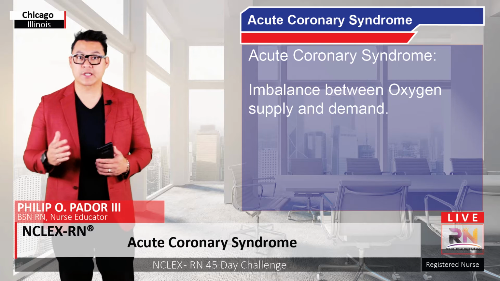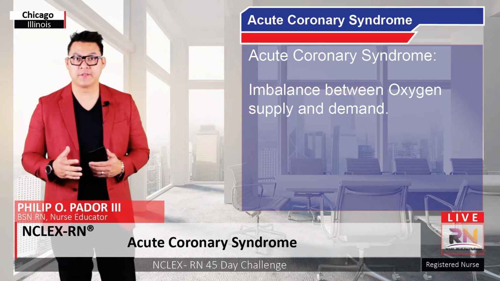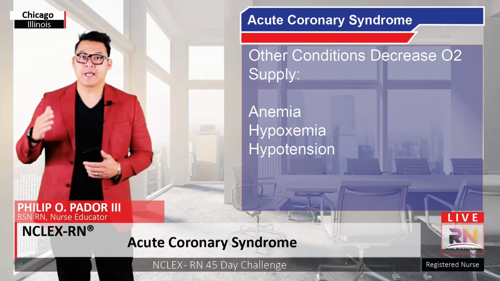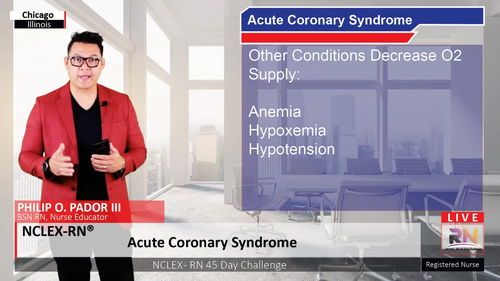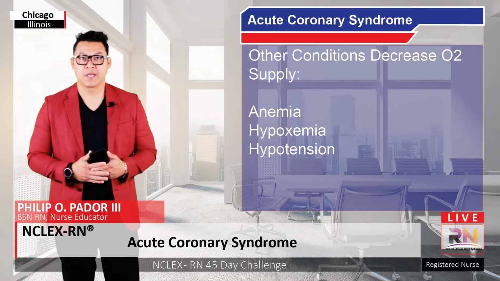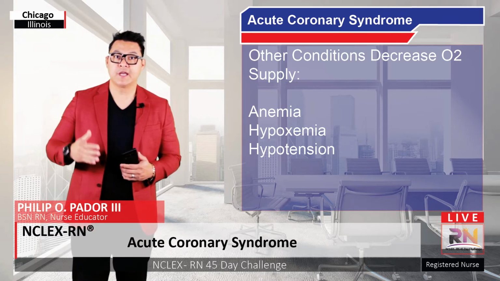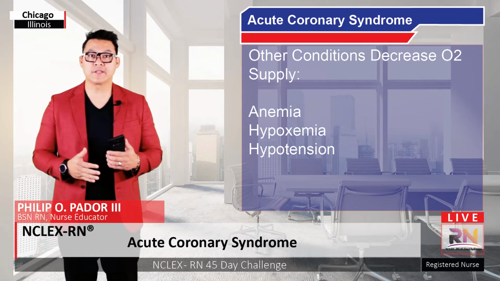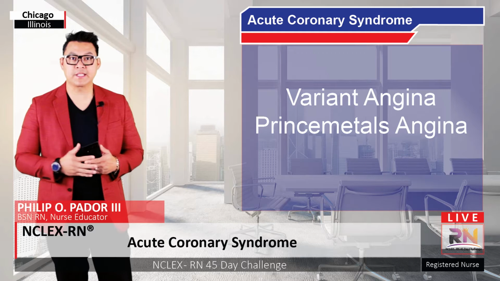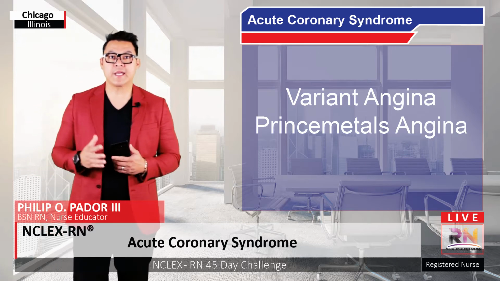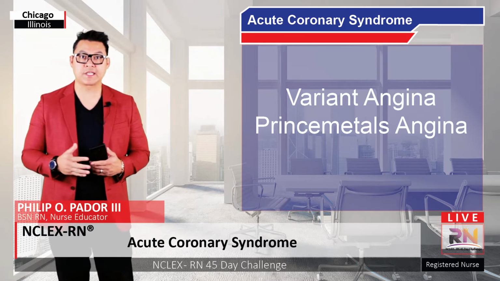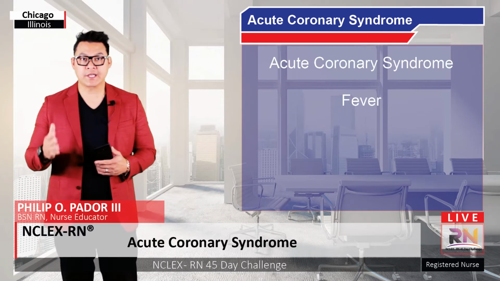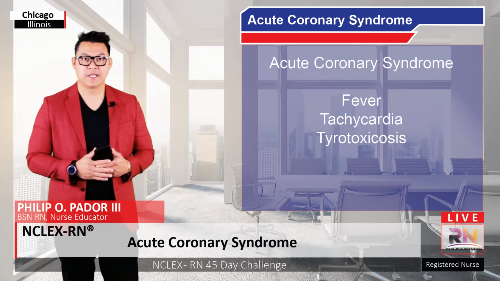Other conditions that cause decreased oxygen supply include anemia, hypoxemia, and hypotension. A less common cause of decreased oxygen supply is a dynamic obstruction, which may be triggered by intense local spasms of a segment of coronary artery. This is called variant angina or Prinzmetal's angina. ACS may also be precipitated by conditions that increase myocardial oxygen demand, such as fever, tachycardia, or thyrotoxicosis.